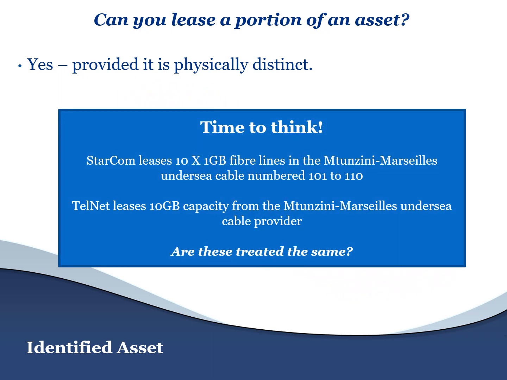Starcom leases 10 1 gigabit fiber lines in an undersea cable, and the lines that they lease are numbers 101 to 110. So the example in the Starcom one is I'm leasing 10 strands within an undersea cable, and they are specifically the strands labeled 101 to 110. A second company, Telnet, leases a 10 gigabit capacity from the undersea cable provider. Are these two treated the same?